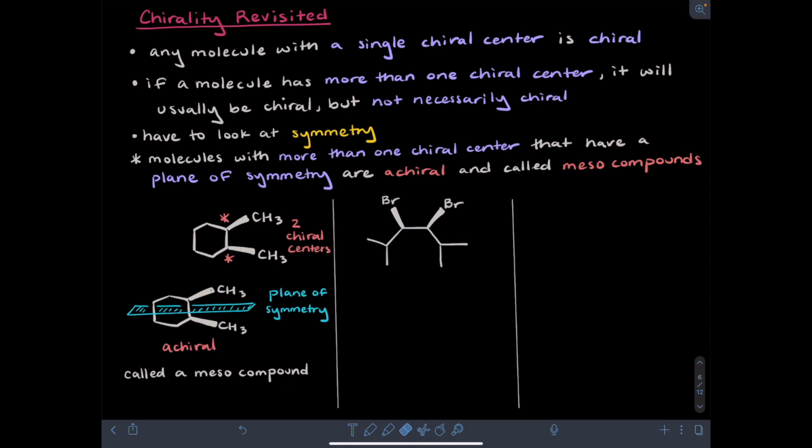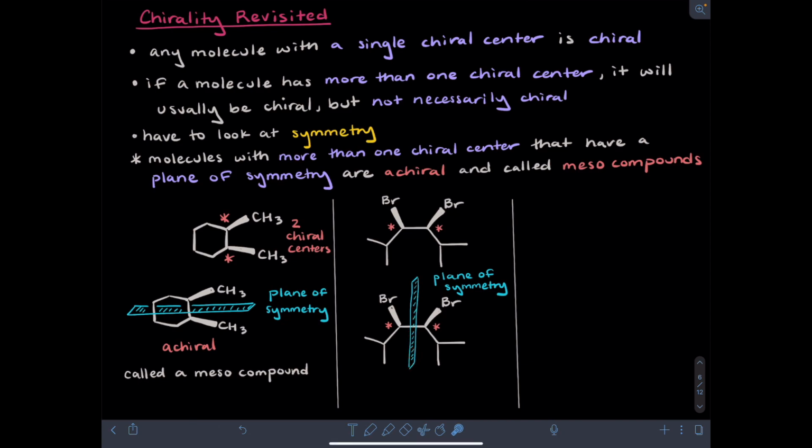Here's another example molecule to look at. First, you want to identify chiral centers. The 2 carbons, each with a bromine attached to them, are chiral centers. So we know our molecule contains 2 chiral centers, and now we need to determine, does it contain an internal plane of symmetry? In this case, there is a plane of symmetry present, and it cuts vertically through the middle of the molecule.